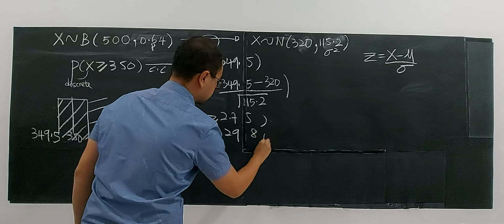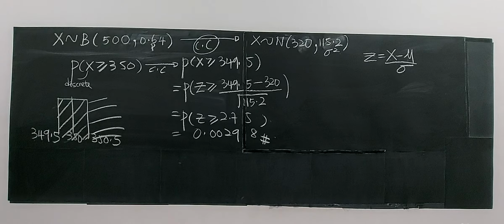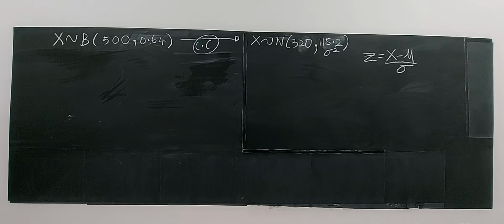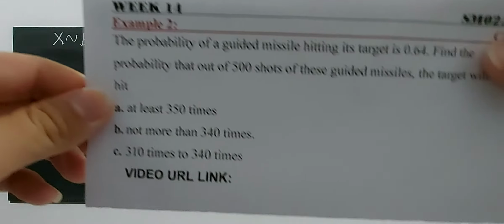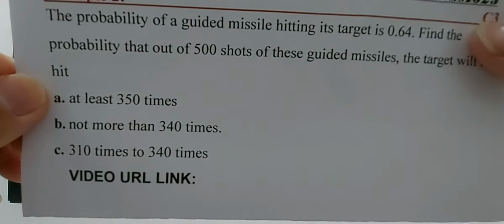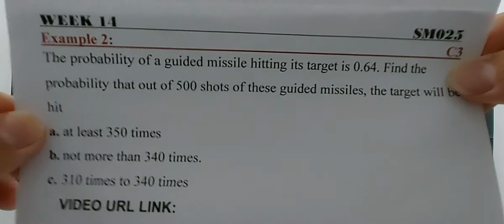0.00298. This is the probability for part A. Okay, let's look at part B of the question. Probability that not more than 340 times, right?